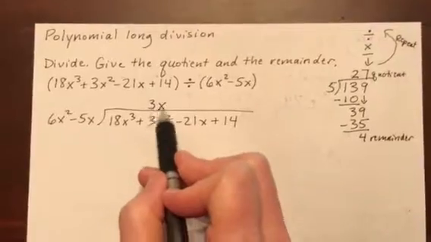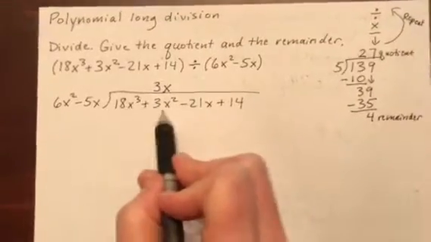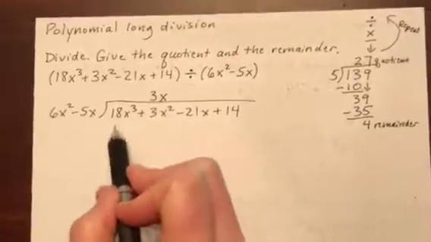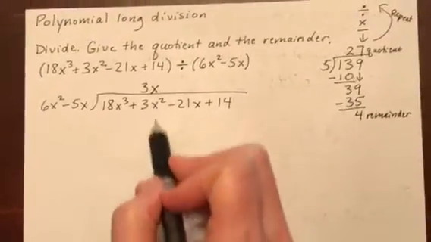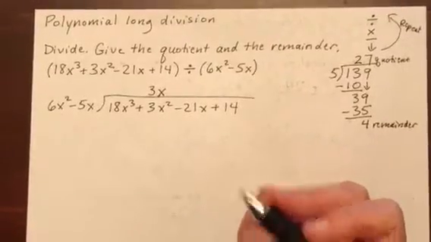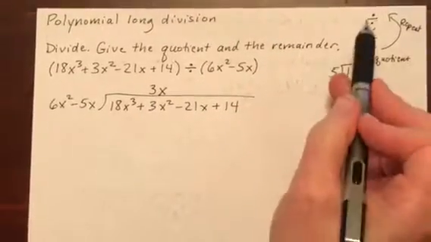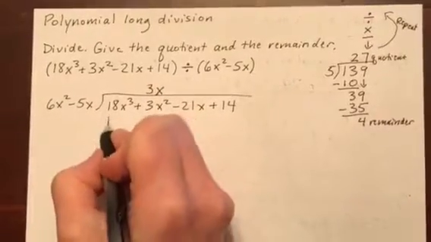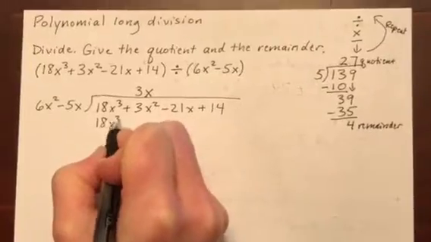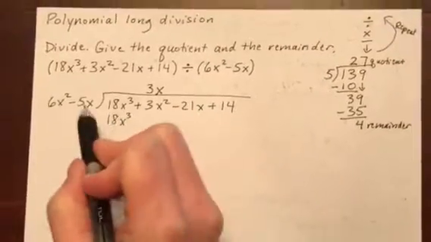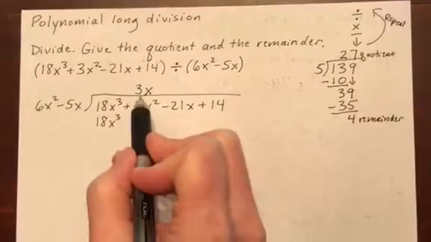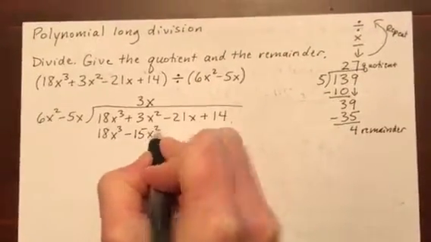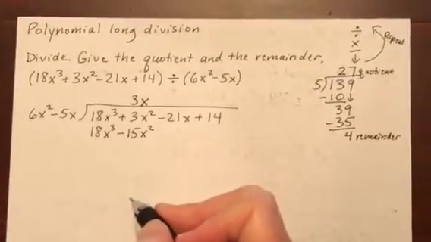You notice that I'm writing my answer here over the second term because we'll have 2 terms here, and when we multiply by 1, we'll get 2 terms. And so that's how the answers should line up. So that was our dividing step. Now let's go to multiply. 3x times the 6x squared is 18x to the third. We want those to match. And then minus 5x times 3x would be minus 15x squared. All right, that was our multiply step.